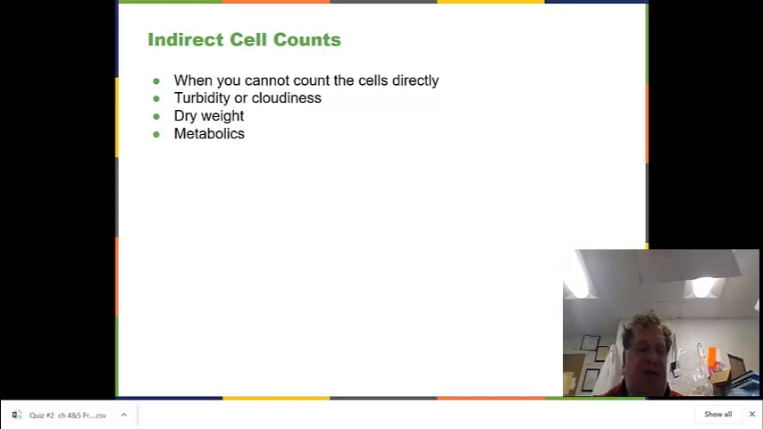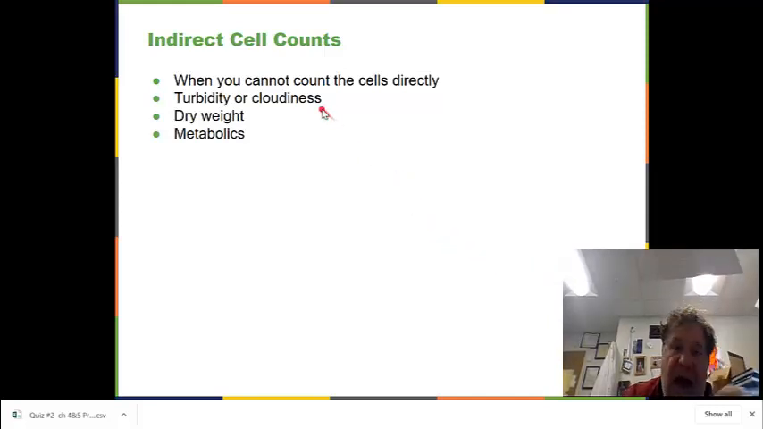Indirect cell counts: what we just talked about were basically direct cell counts. You're actually counting one bacterium. A count of one is one bacterium. In indirect counts, you can measure other parameters of your culture to get an idea of how many are in there. You do indirect cell counts when you cannot count the cells directly, for example if you're looking at bacteria that you can't necessarily grow or it will take too long, and there are a number of different approaches.